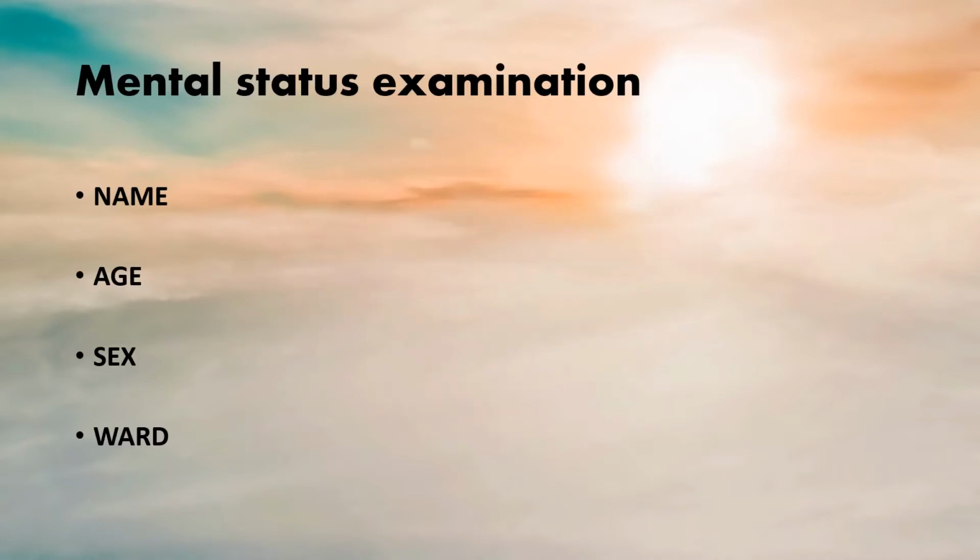So in the format, the first section is introduction. In the introduction, you have to write the name of the patient, age of the patient, sex of the patient, and in which ward the patient is staying. So this many things you have to write in the first section of your mental status examination.